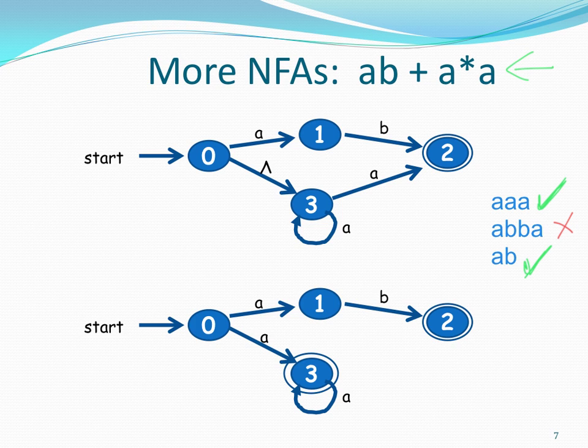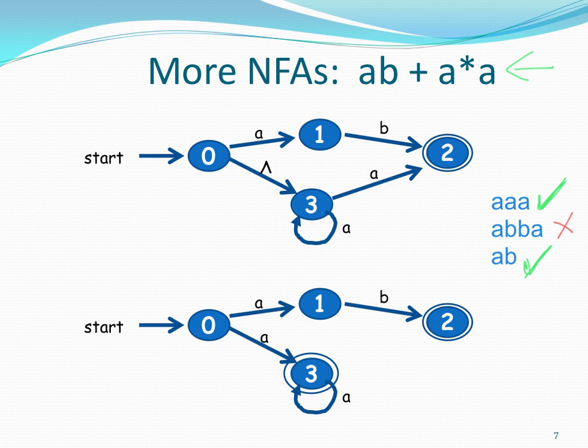Then I'm going to process the first A by taking that loop. I'm going to process the second A by taking the same loop again. And for the third A, I'm going to take that transition. I'm done processing the whole string, and as you see, I'm at a double circle, so I accept. So what I've shown you so far is that this string, AAA, is accepted by the top DFA or NFA here.